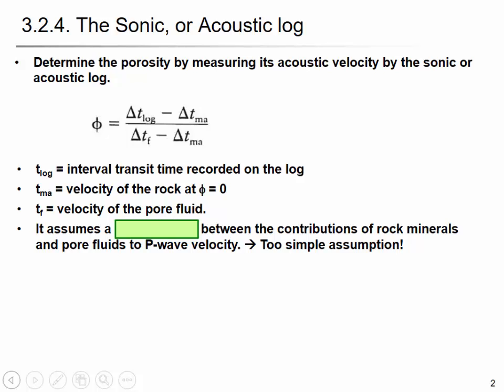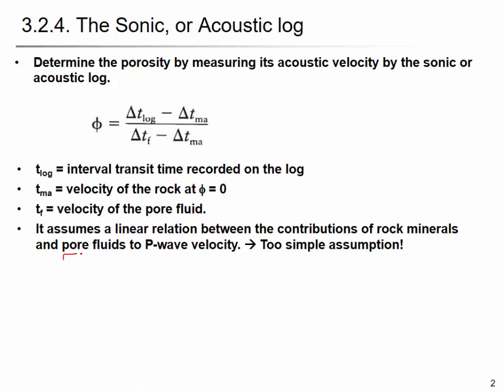So here, it just gives you the idea about how this acoustic log can be used to estimate the porosity. Basically, you're measuring the arrival time between the sensors, and because you know the distance between the sensors, you can convert it to the velocity. And what it does is that it assumes a linear relation between the rock mineral and the pore fluid.